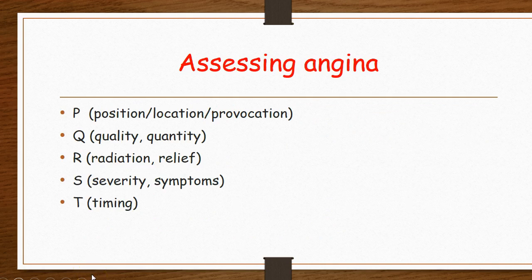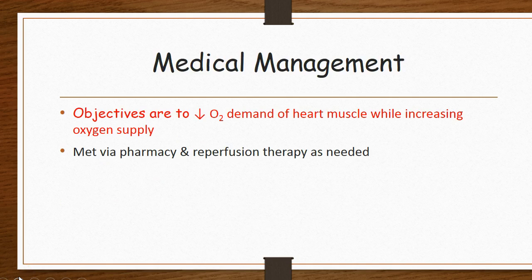So I have PQRST for assessing angina, but you can also use OLDCART, which stands for onset, location, duration, characteristics, aggravating or relieving factors, and treatment. Your management of this is to decrease the oxygen demand of the heart muscle while increasing the supply of oxygen. So the way we do that is we give pharmacy, we give oxygen, and we reperfuse as needed.